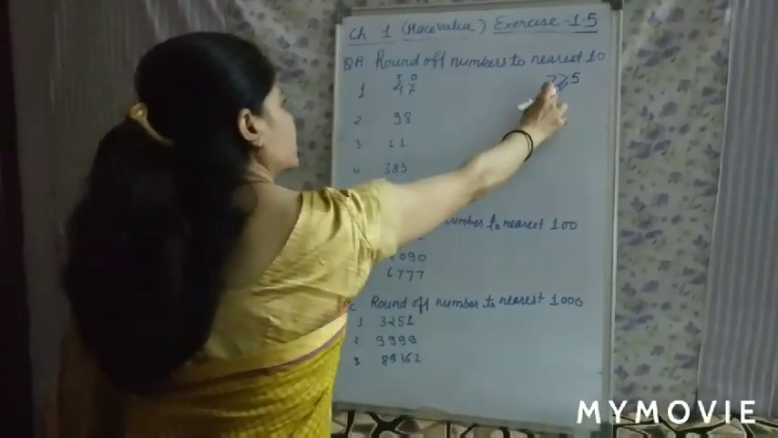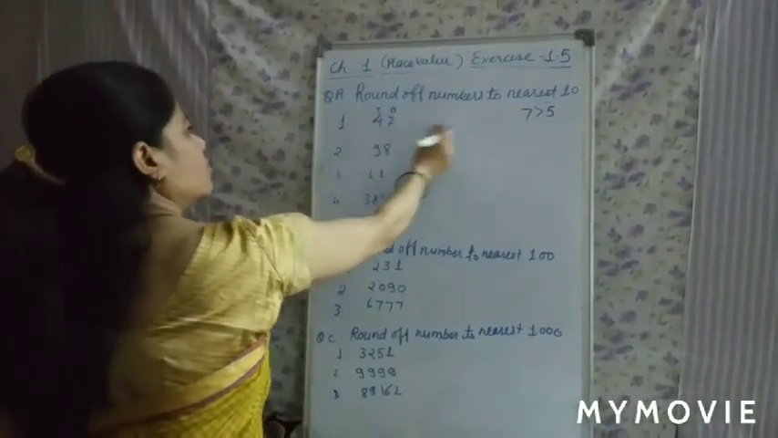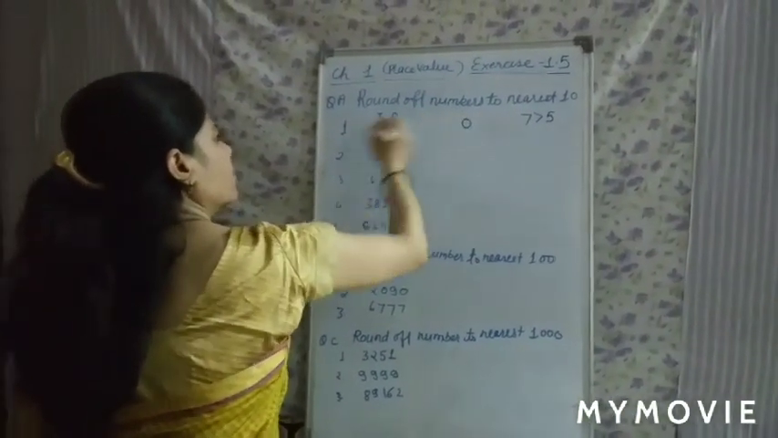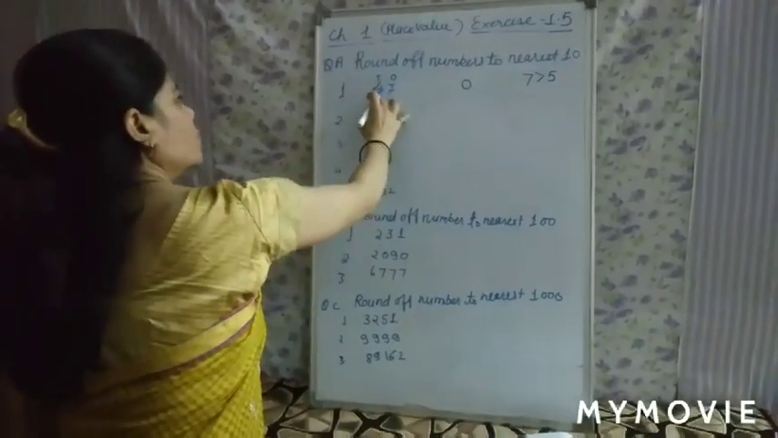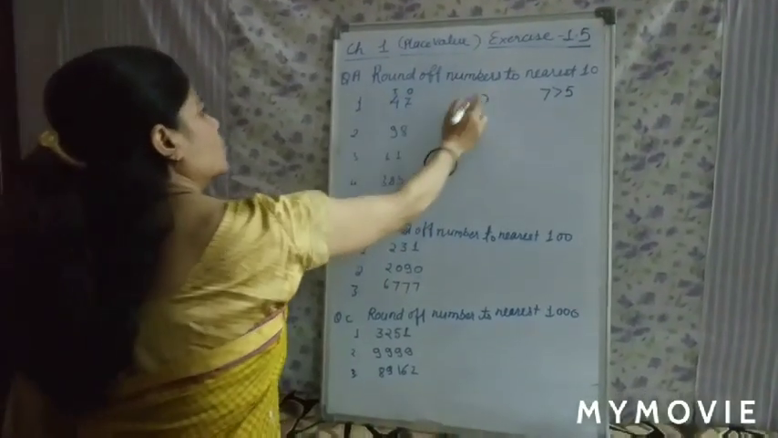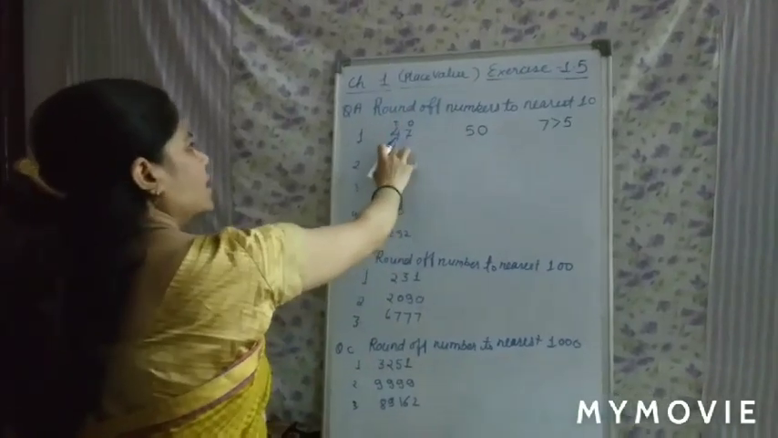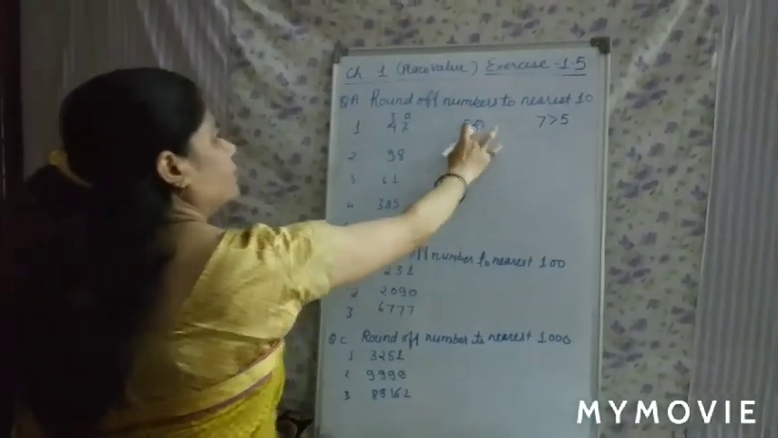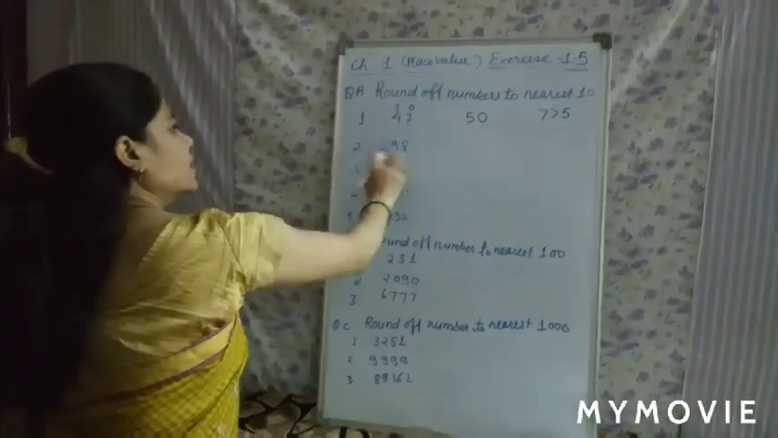Okay, in this case, when the digit is greater than 5, you have to put 0 in the ones place and write the next digit in the tens place. Here it is 4, so you have to write 5. When you round off 47 to the nearest 10, you will get 50. This is the answer.